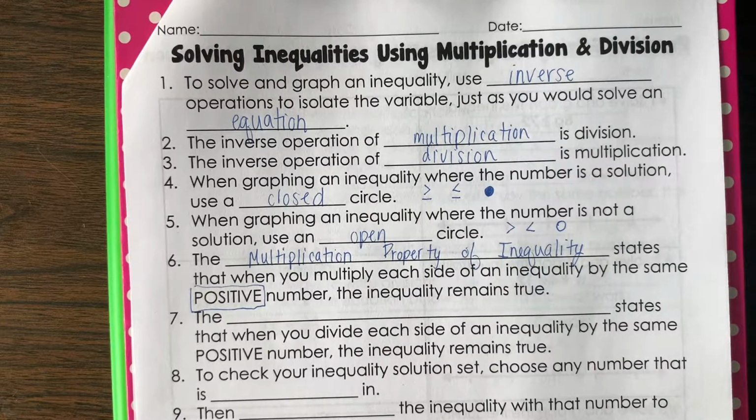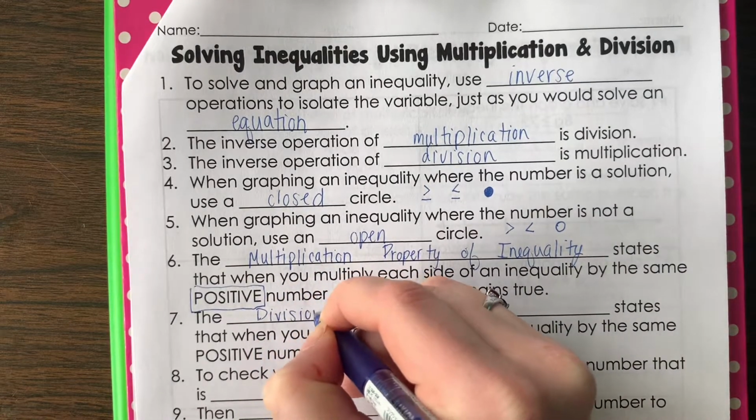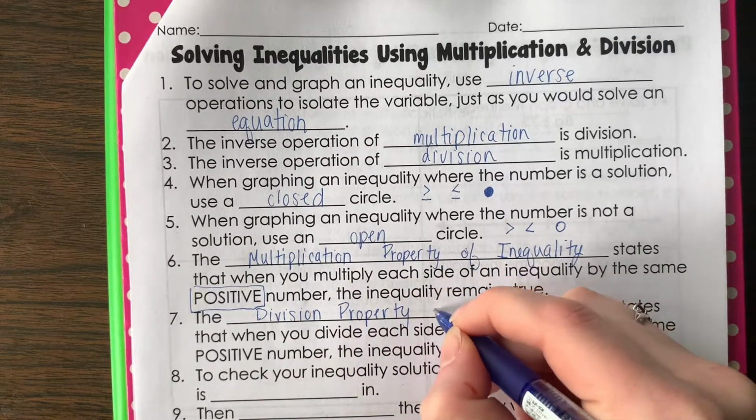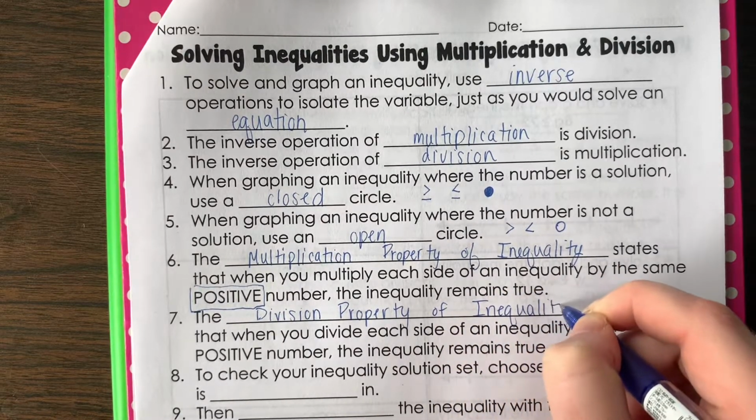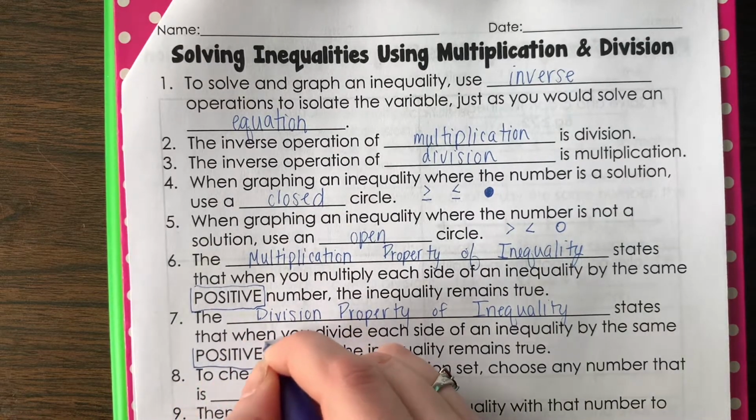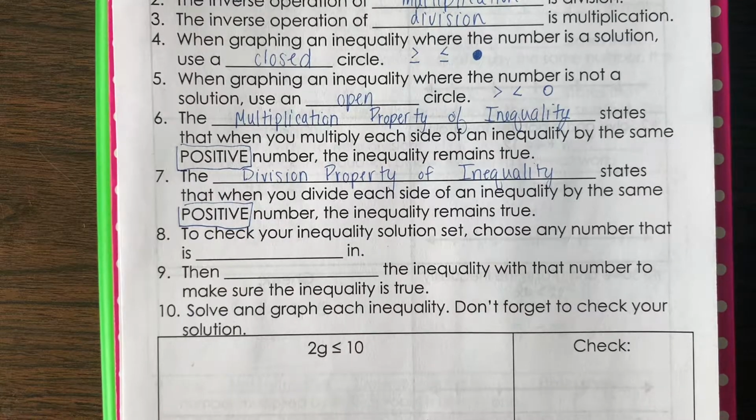So then I bet you can figure out the next one. That would be the division property of inequality. The division property of inequality says the same thing, except that you're dividing. So you can divide each side of an inequality by the same positive number, and it'll remain a true statement. Notice that these have to be positives. We're not going to talk about the case with negatives because you're going to do that whenever you get into 7th grade.